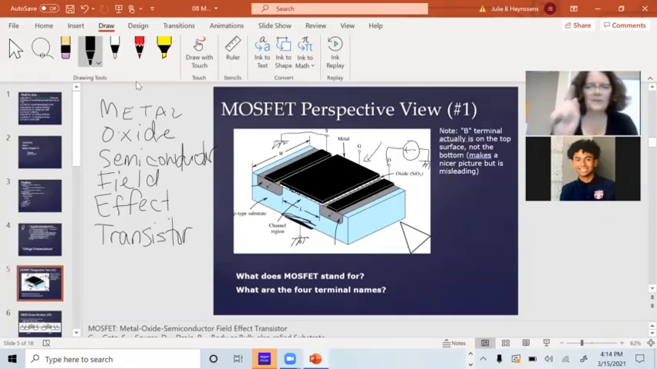The 4 terminal names, we might as well throw those in there. G stands for gate. The D stands for drain. S stands for source.